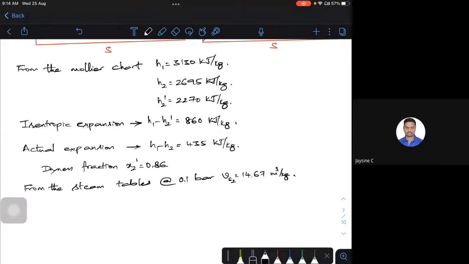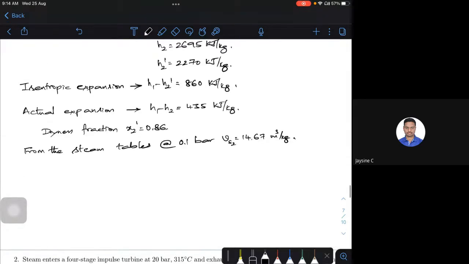14.67 meter cube per kg. Now what you have to do actually, the specific volume at 2: V2 is equal to X2 into Vs2, and V2 dash is equal to X2 dash into Vs2, where we take the dry saturated value. The first one is 0.9 into 14.67, and this is 0.86 into 14.67.